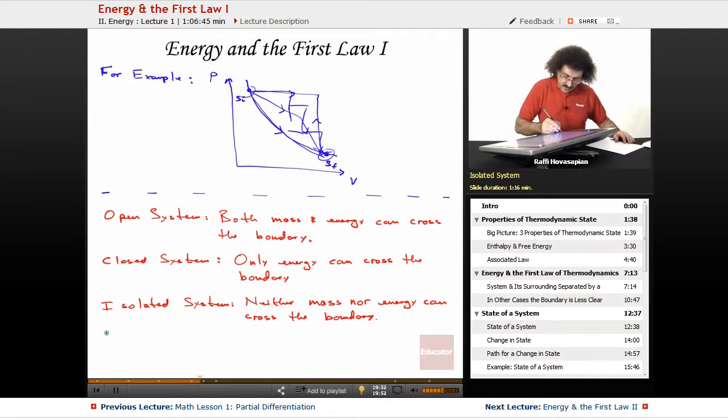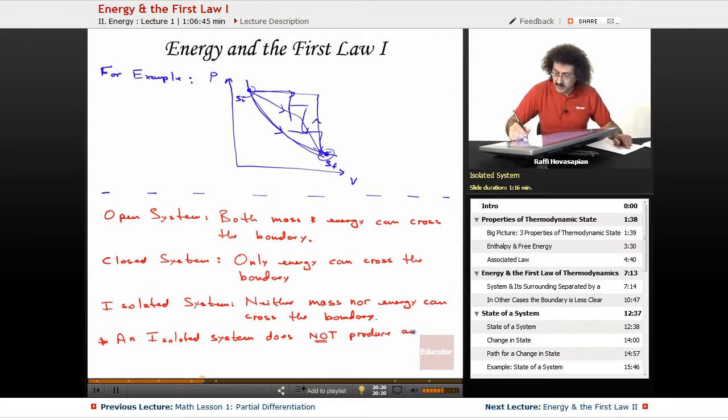Okay. Now, very, very important. An isolated system does not produce any observable effect in the surroundings. Again, this is obvious, but we do want to state it. An isolated system does not produce any observable effect in its surroundings.